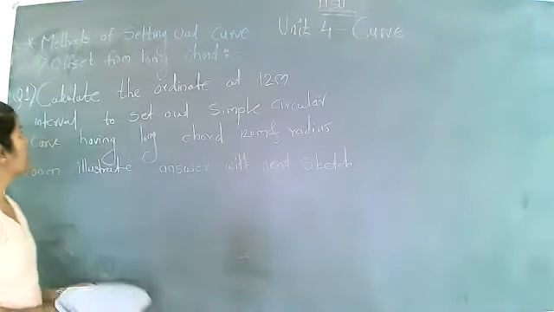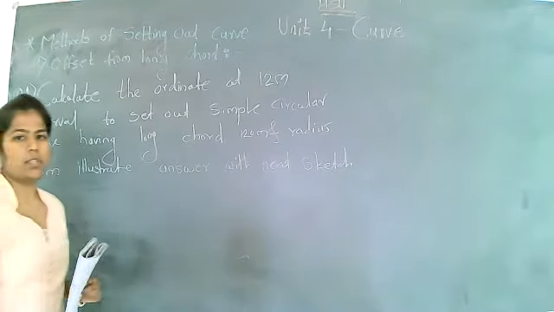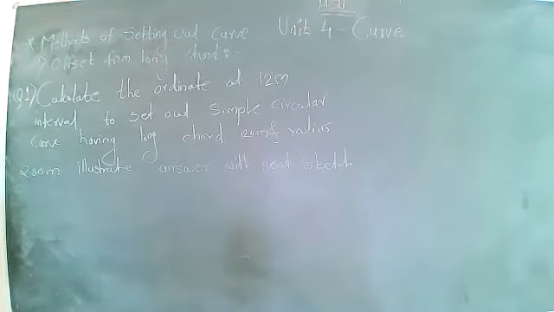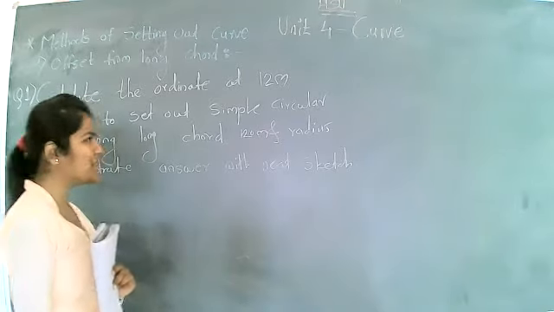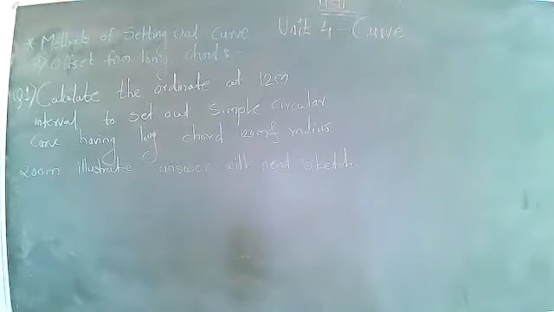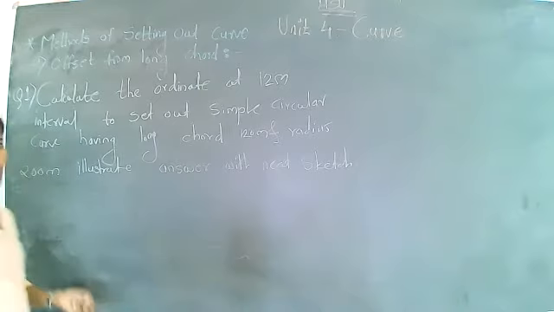Hello students. In the last section we saw the methods of setting out the simple circular curve. In that we studied two methods: the first one is offset from long chord, and the second one is the reflection angle method, also called Rankine's method. Now we see the numericals on the offset from long chord method.